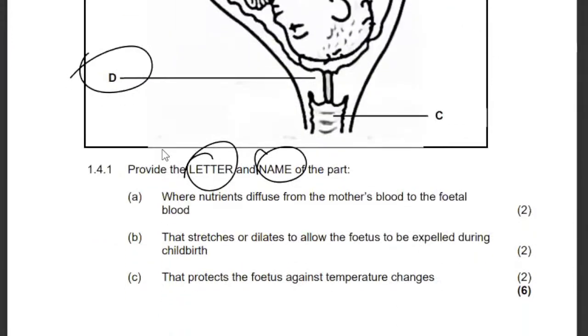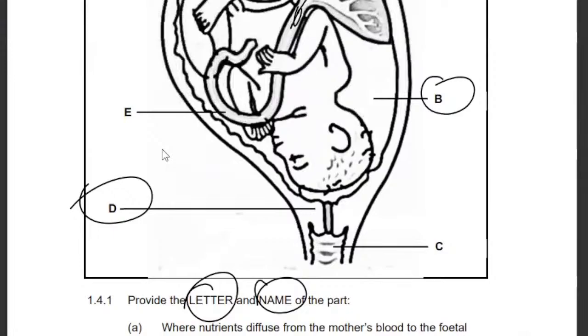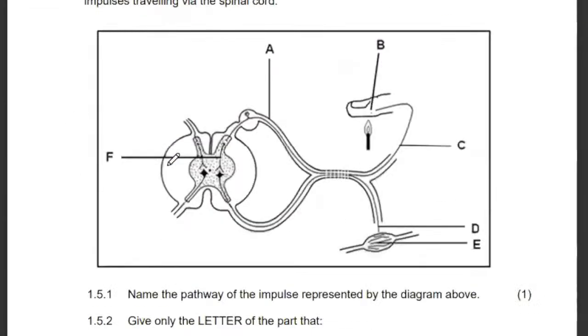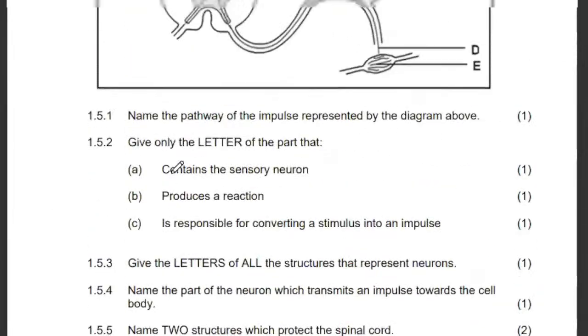D. And then they're saying that which protects the fetus against temperature changes. That's the amniotic fluid. So where is it? It is B. So it's amniotic fluid. So guys, you see that the paper was not that difficult.